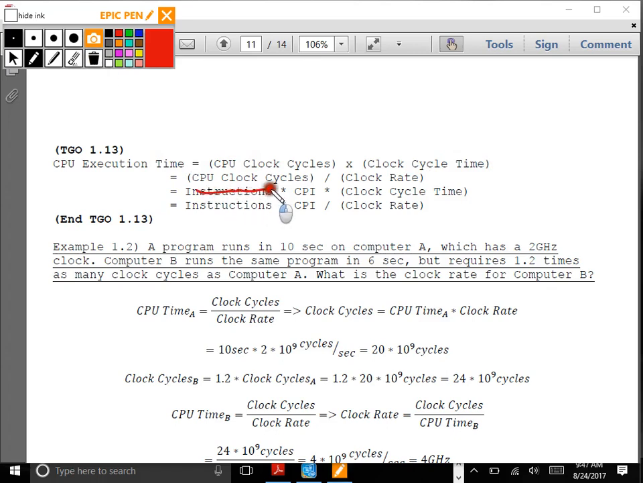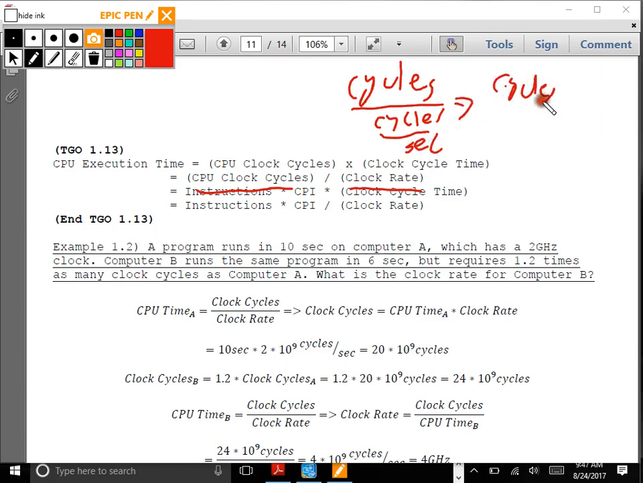Same thing, CPU cycles divided by clock rate. So cycles over cycles per second becomes the same thing as cycles times seconds per cycle, and those cancel out. See how that works?